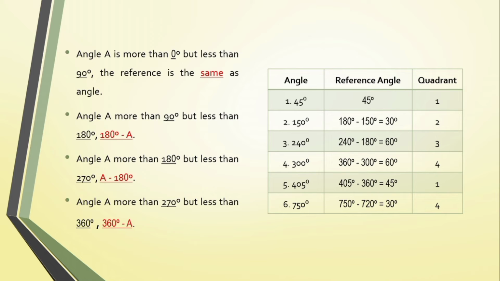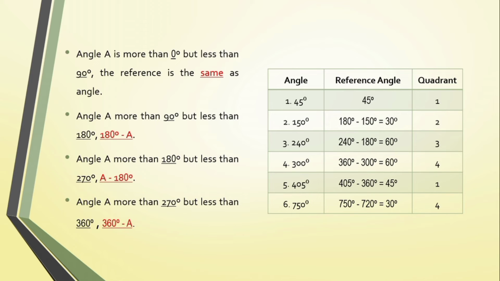quadrant. Then number 3, 240 degrees. 240 degrees minus 180 degrees is equal to 60 degrees. The reference angle of 240 degrees is 60 degrees, and 240 degrees belongs to the third quadrant. Then number 4, 300 degrees. 360 degrees minus 300 degrees is equal to 60 degrees. The reference angle of 300 degrees is 60 degrees, and 300 degrees belongs to the fourth quadrant.